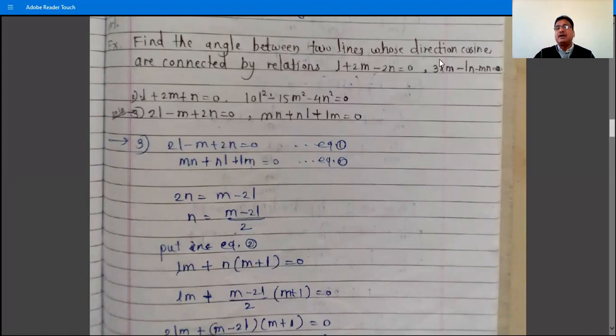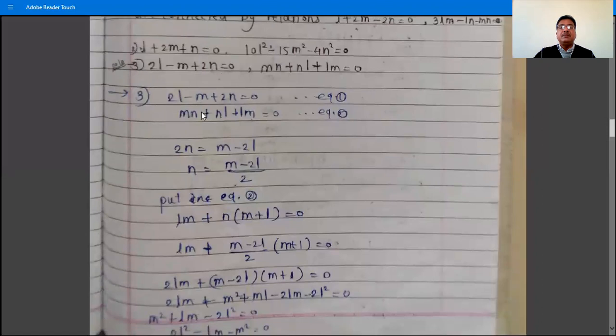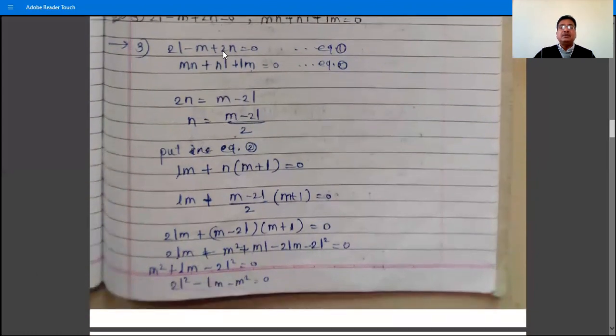In the product of l and m, the addition of the powers of l and m is 2. So the first equation is a linear equation and the second equation is a quadratic equation. Then from the first equation, find the value of n as m minus 2l, that is, n is equal to (m minus 2l) by 2. From one equation, find the value of n and put this value of n in equation number 2.